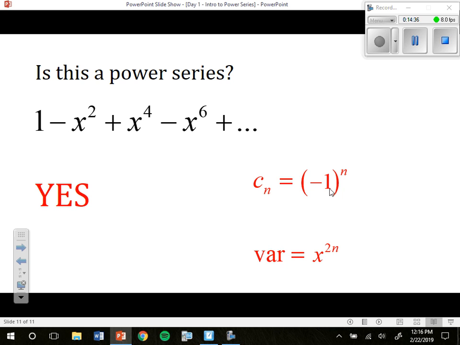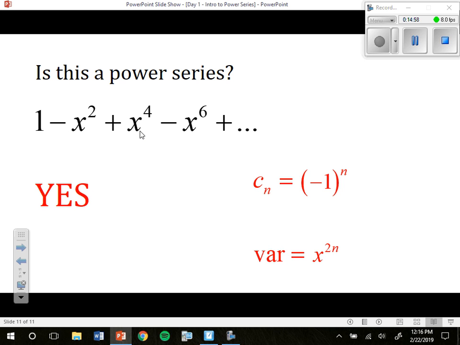If I plug in 1, what's my coefficient? Negative 1. What's my variable expression? x squared. That's where I get negative x squared. If I plug in 2, what's my coefficient? What's my variable expression? x to the 4. So that's where I get this next one. So it is a power series. It's just written out for you.